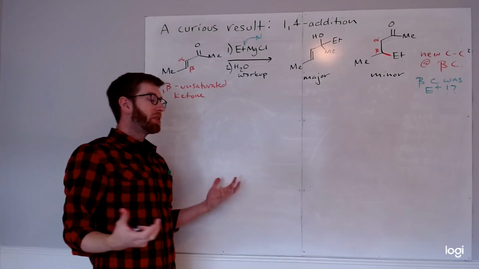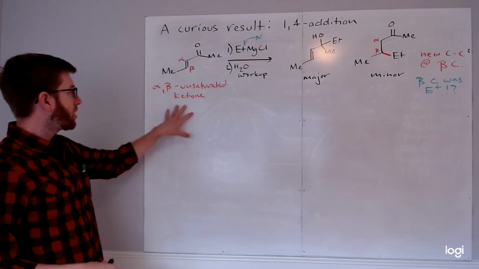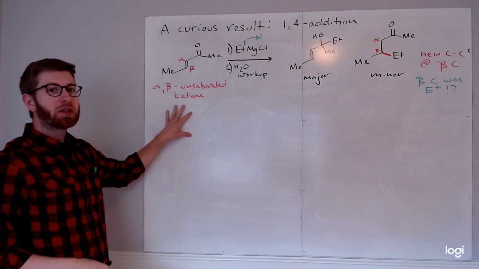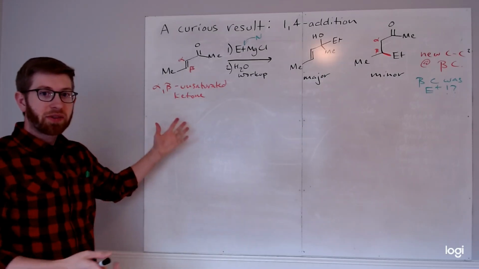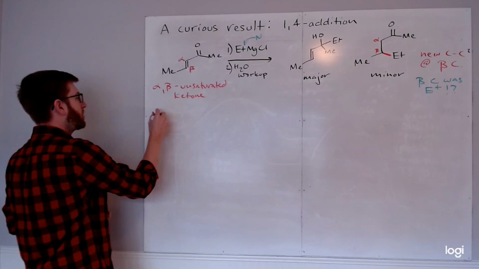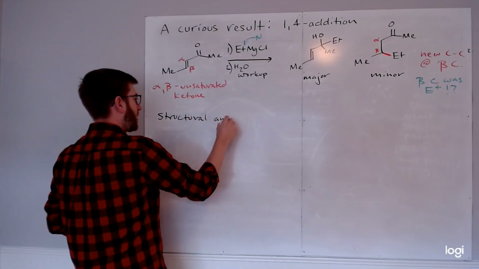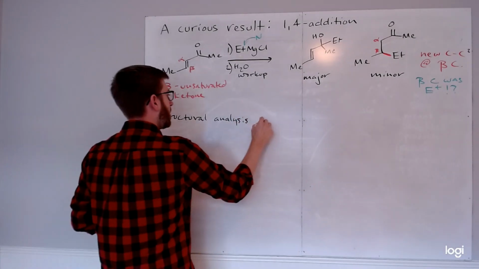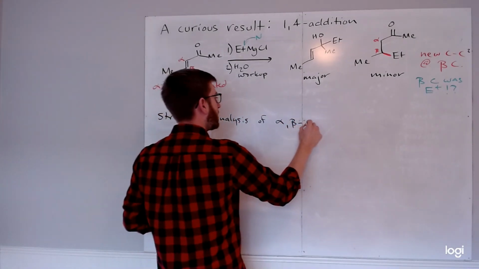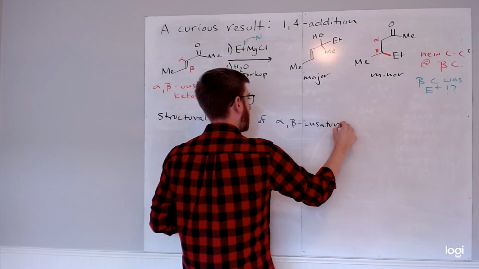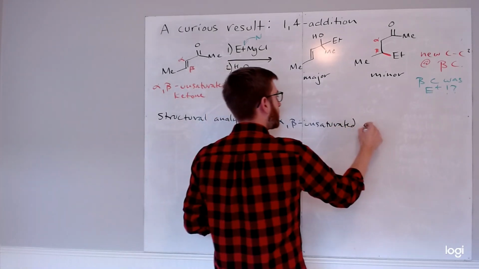So the next step I would take would be to think about the actual structure of alpha-beta unsaturated ketones or aldehydes or esters, whatever, themselves. So we'll do a little bit of structural analysis of alpha-beta unsaturated carbonyls. We'll keep it general.